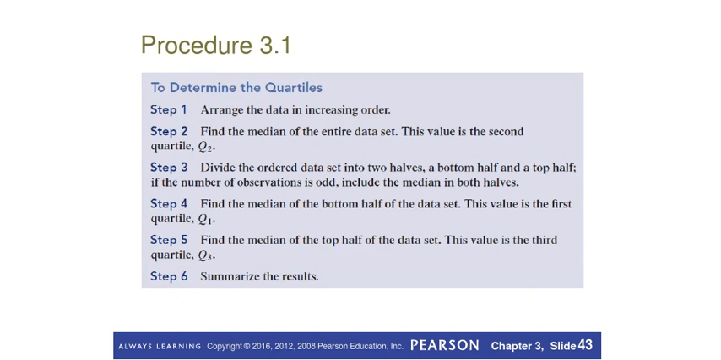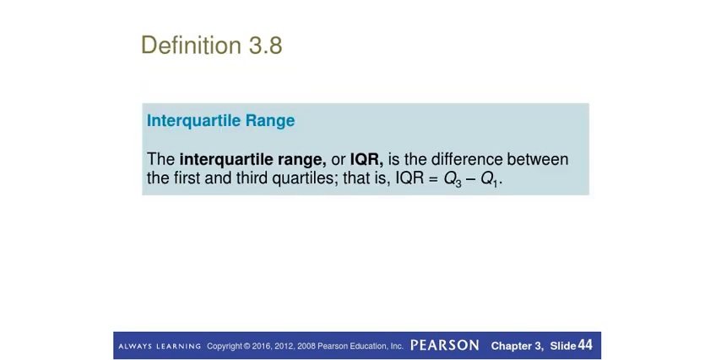Now, they give you a nice process here for finding quartiles: arranging the data in increasing order, finding the median, dividing the data set into two halves, finding the median for both the top and bottom halves, and then summarizing the results. There's also the interquartile range. If we look at the difference between the third and first quartiles, that might tell us something about how spread out the data is. If that difference changes, we might end up with data that has a bit of a skew.